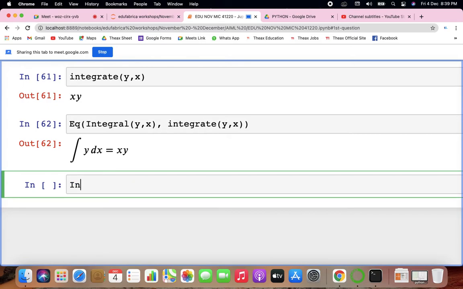Like, let's say I'm framing a very simple equation: an integral of the exponential of negative x, right? And there I'll give the limits, this will be a complete integral. So it will be the integral of this, with respect to x, lower limit as 0 and upper limit as infinity. So this is your complete integral, right? And this would be equal to the integrate of this thing.